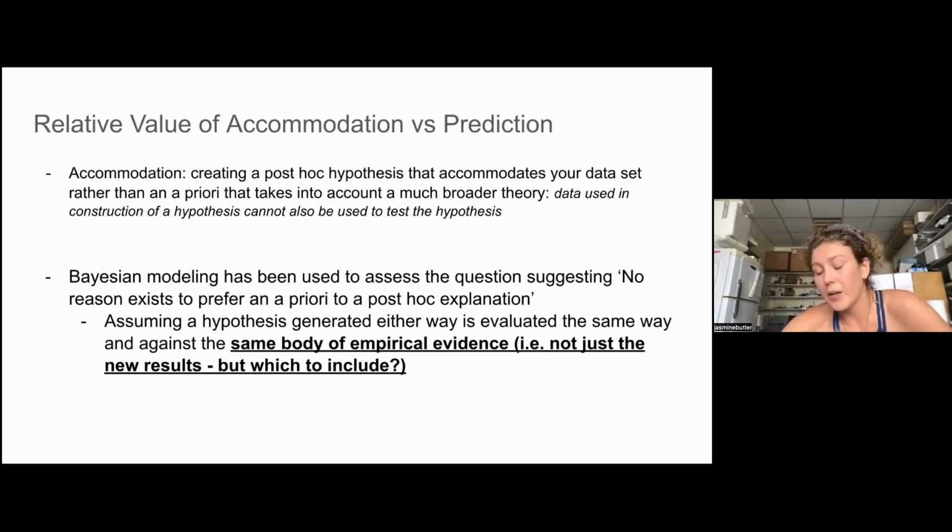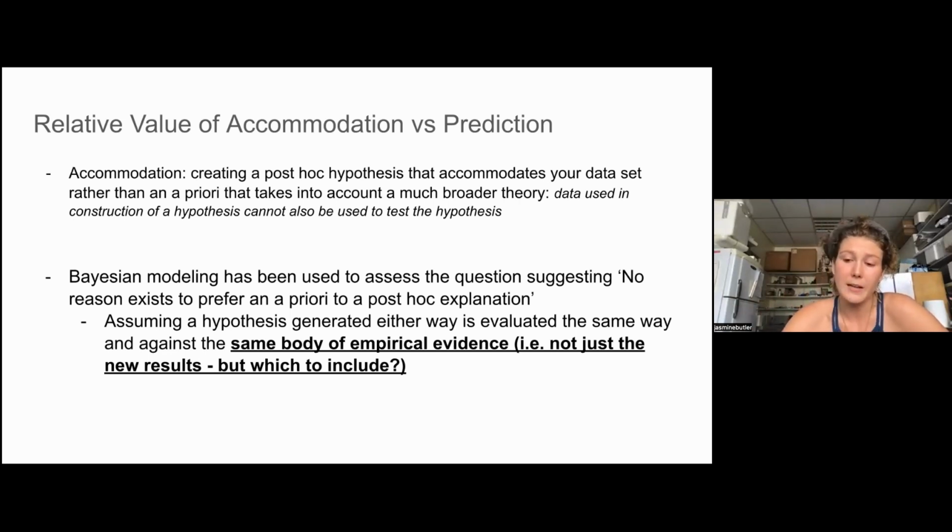But Kerr, the author, did want to go in a little bit deeper, and he actually went into detail a little bit on Bayesian modeling and how that may suggest that there isn't actually an explicit value difference between an a priori or a post hoc explanation. This is based on the assumption that the hypothesis generated either way is evaluated against the same body of evidence, which is usually not the case.